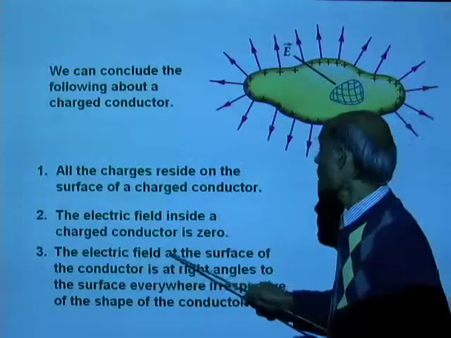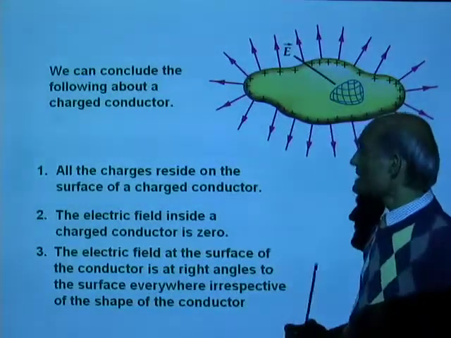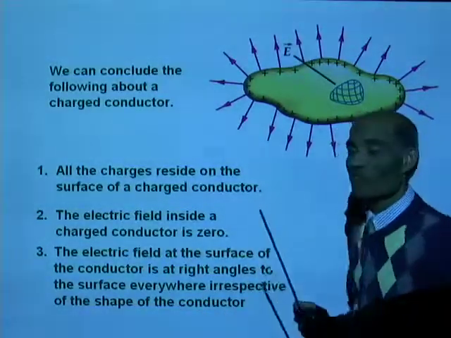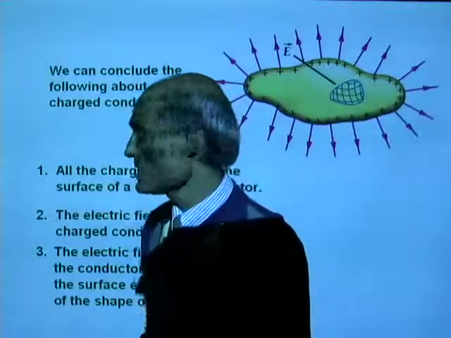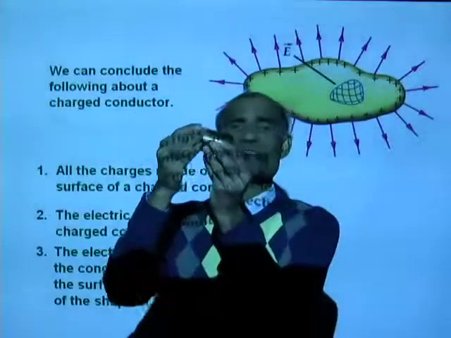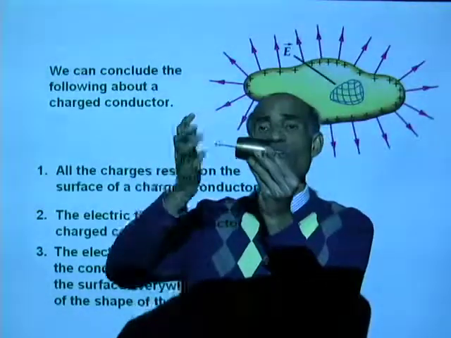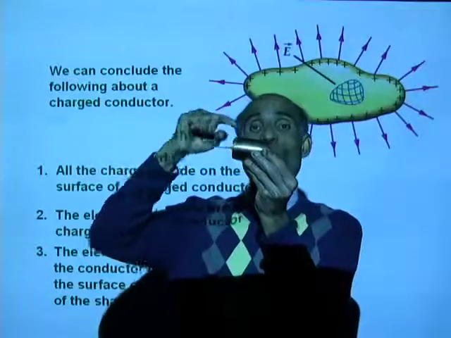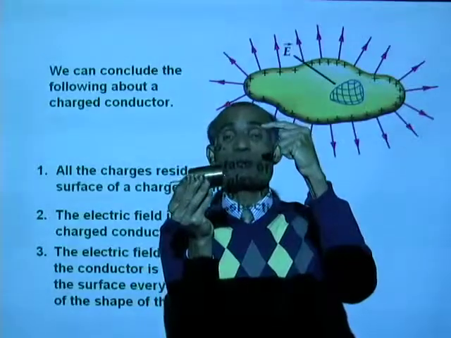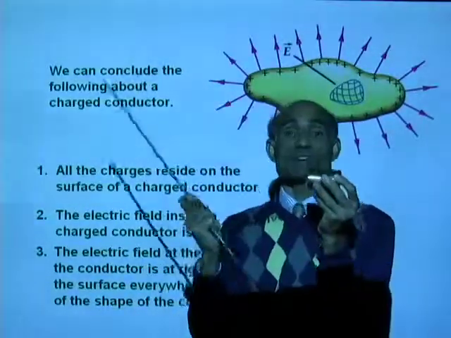3. The electric field at the surface of the conductor is at right angles to the surface everywhere, irrespective of the shape of the conductor. Now, what does that mean? If you have a conductor like this, that statement says the electric field at any point on the conducting surface will be at right angles. Now, what happens if the electric field is not at right angles?